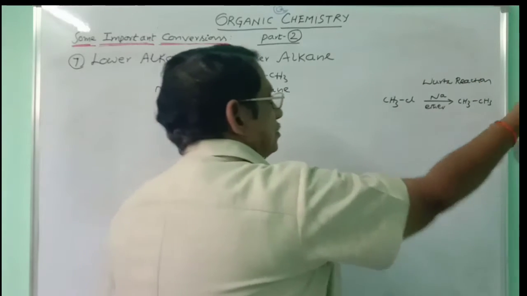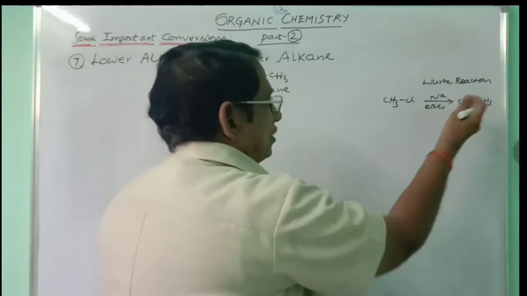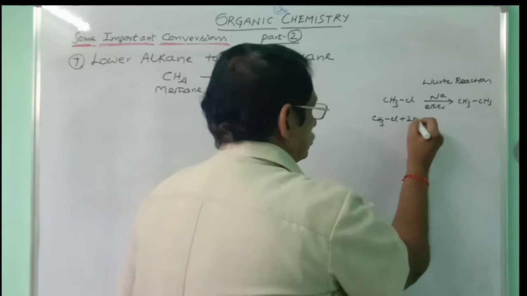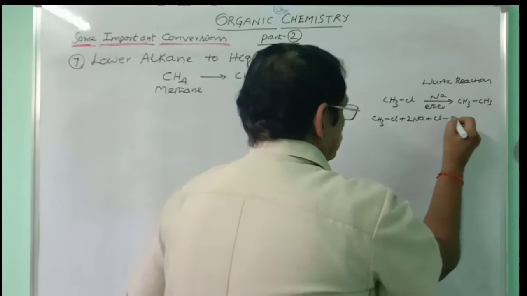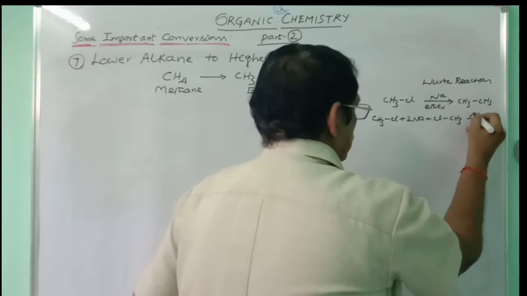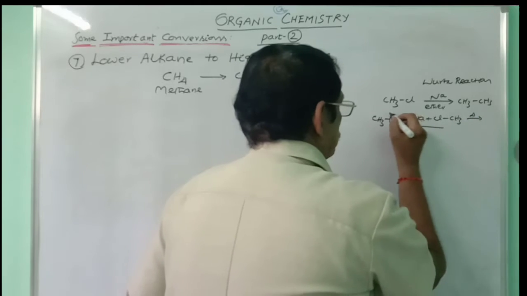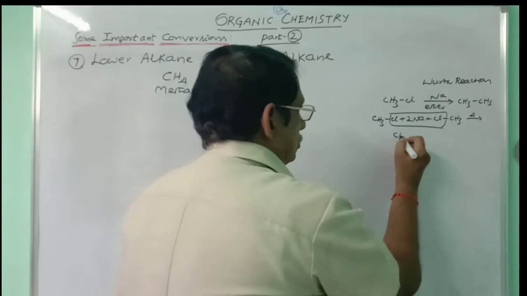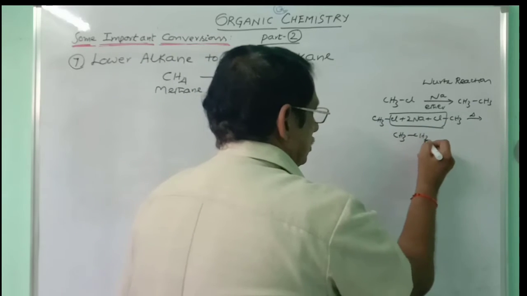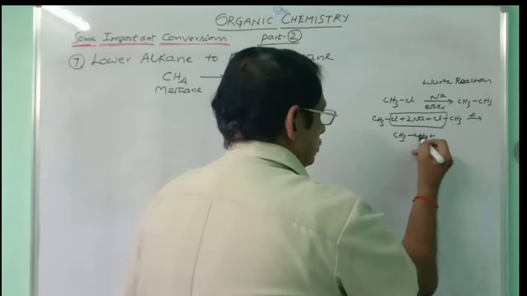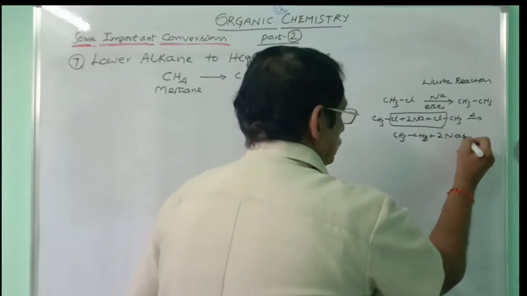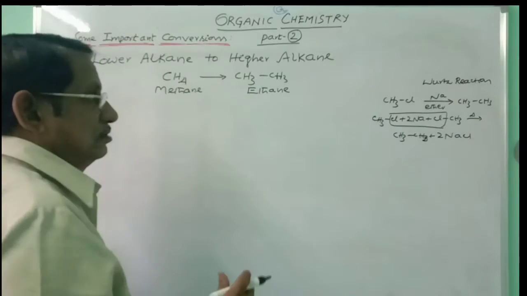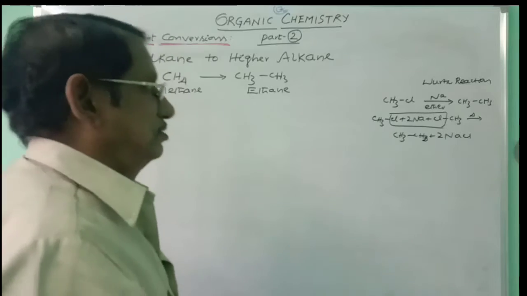2 carbons will be 4 carbons, like that. If you write the complete step here, CH3Cl plus 2Na plus ClCH3, in this manner, the reaction takes place. CH3 now combines with CH3, 2NaCl is separated, so you are getting ethane plus 2NaCl. This is the Wurtz reaction. Using this, now we can do this conversion. One carbon can be converted into 2 carbons.